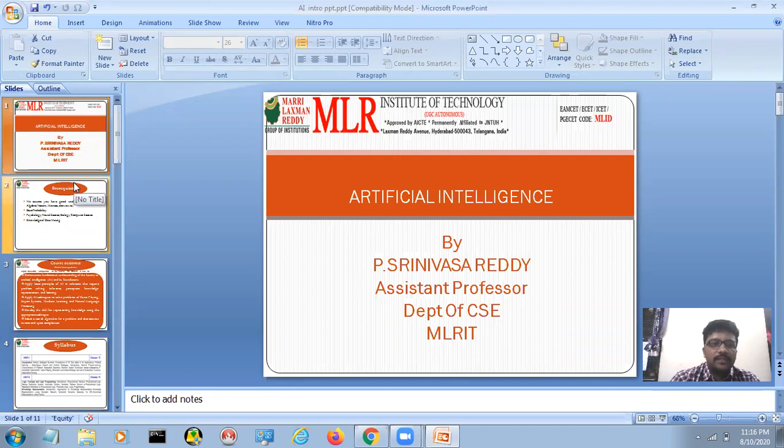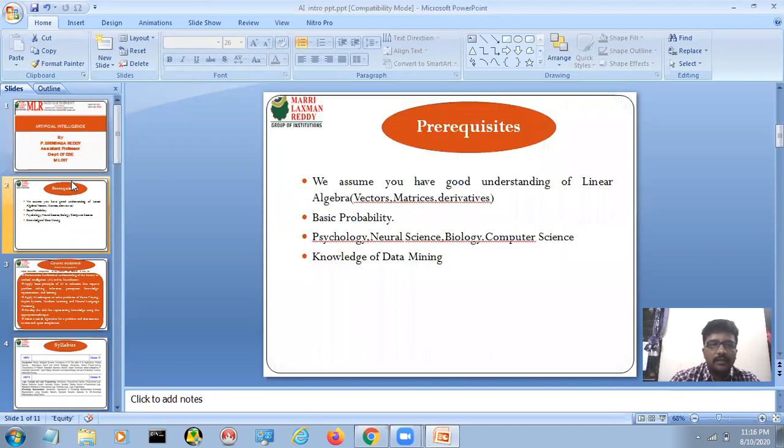Moving to the next slide, what we can learn about AI is that students should have some basic, not so in-depth, idea about linear algebra. Students should also have some basic idea about psychology, neural science, biology, and computer science. As AI has evolved in every area nowadays, students should have some basic idea about mining data.